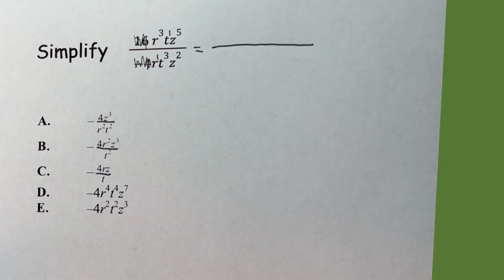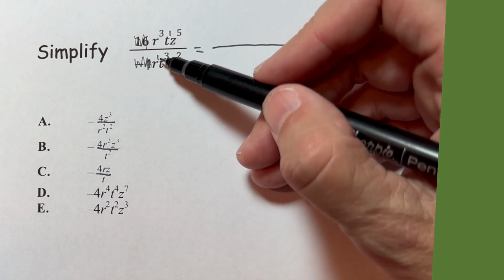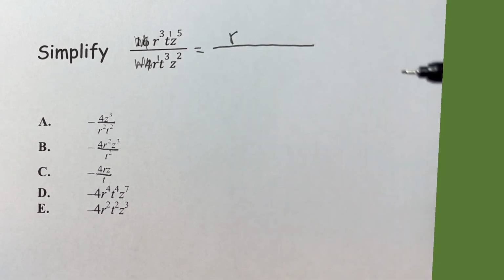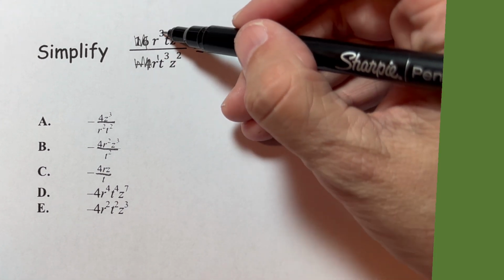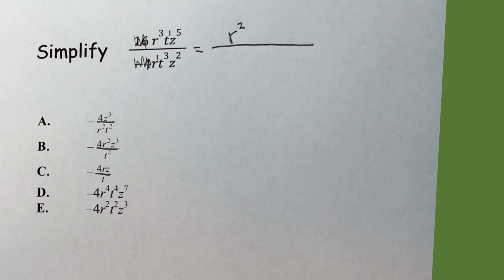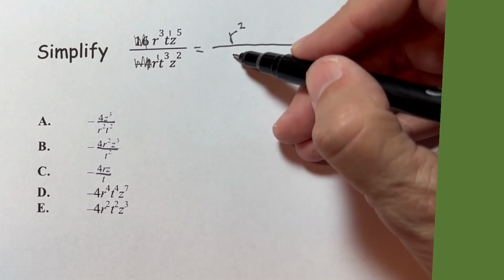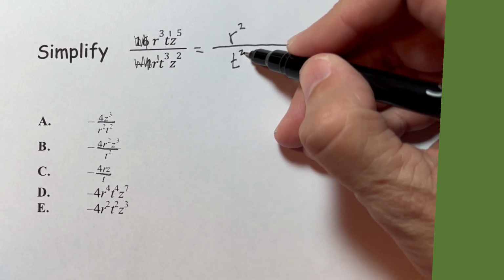Now, let's look at our r's. We've got r cubed and r to the 1. We've got more r's on top, so we're going to put the r's on the top, and then subtract your exponents. 3 minus 1 is 2. Now, let's look at the t's. We've got t to the 3 on the bottom and t to the 1 on the top. We've got more t's on the bottom, so we're going to put it on the bottom, and then subtract. 3 minus 1 is 2.